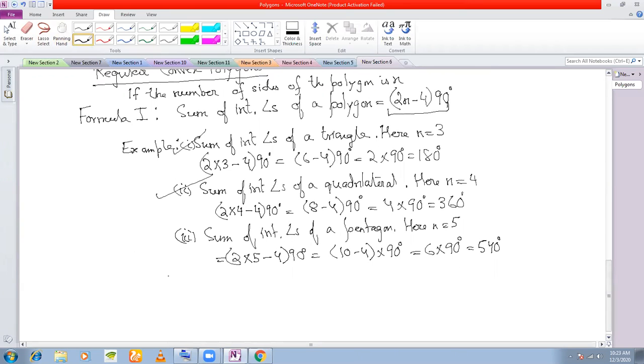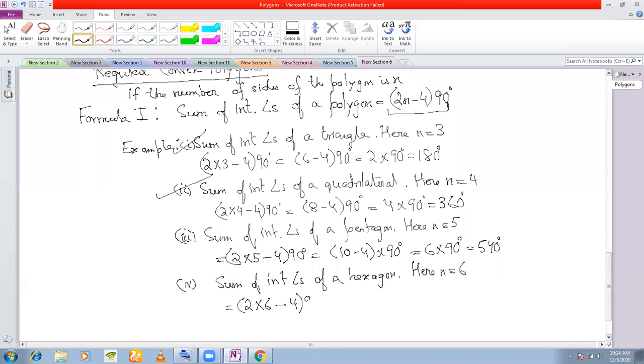Similarly, you can calculate for a hexagon also. Let me just do one more problem. Sum of interior angles of a hexagon. How many sides in a hexagon? 6 sides. So put 2 into 6, minus 4, into 90, which is (12 minus 4) into 90, which is 8 into 90, which is 720 degrees. Okay, the sum of interior angles of a hexagon is 720 degrees.